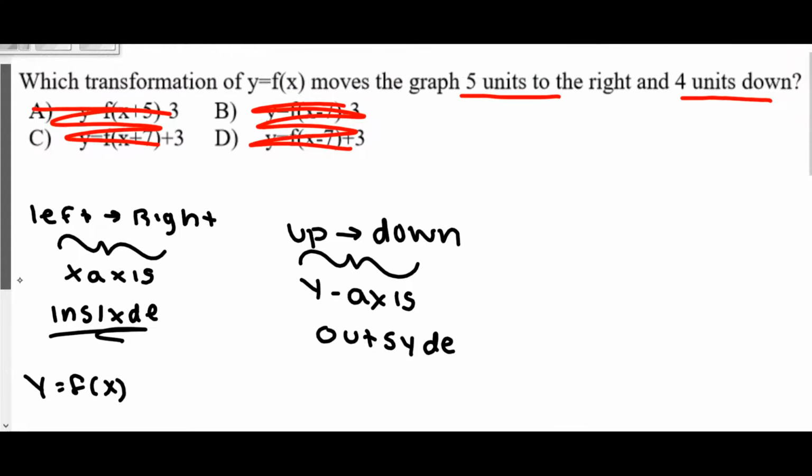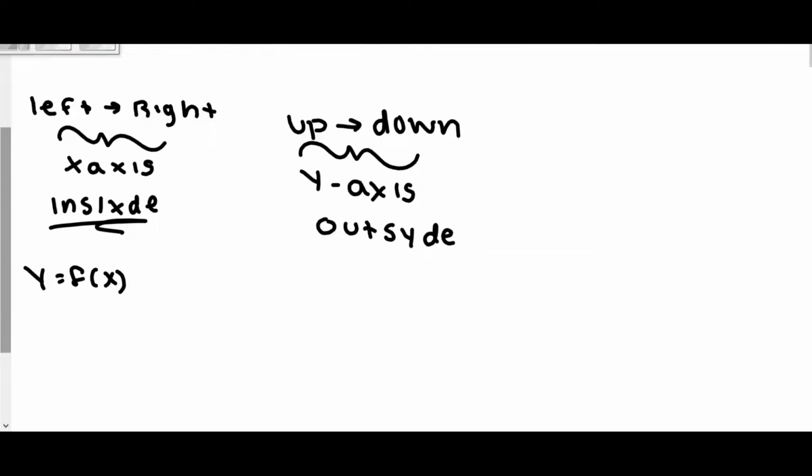Now, after our transformation of 5 units to the right, we have to remember what's our positive direction and what's our negative direction. And when we're doing transformation of functions, sadly, it's a little counterintuitive. When we're moving to the right, it's negative. When we're moving to the left, it's positive. But up and down stay the same. Up is positive, down is negative.